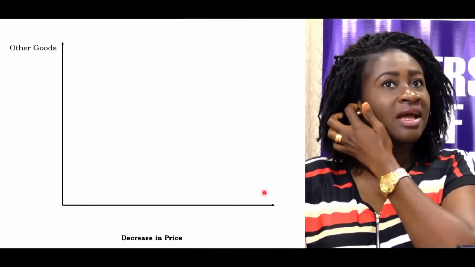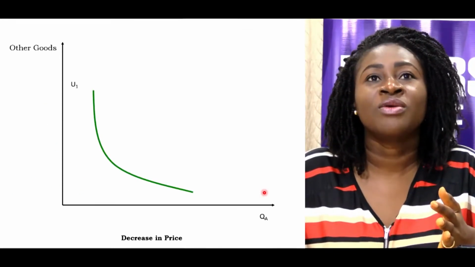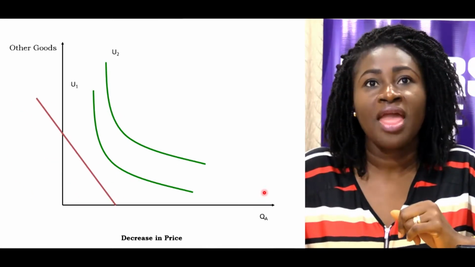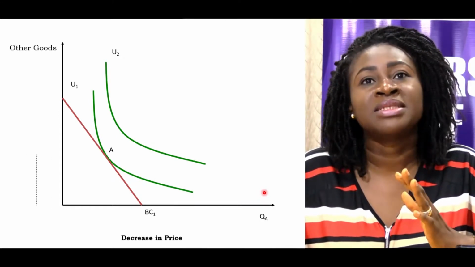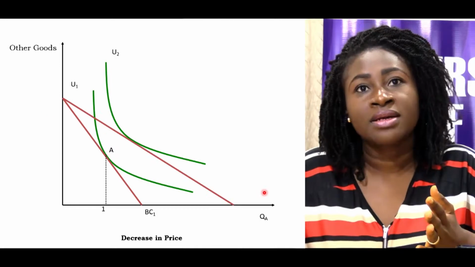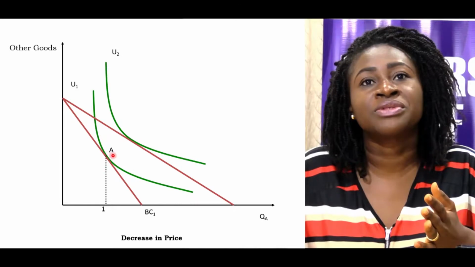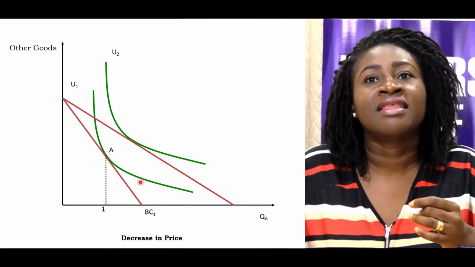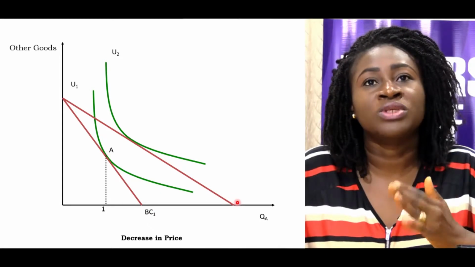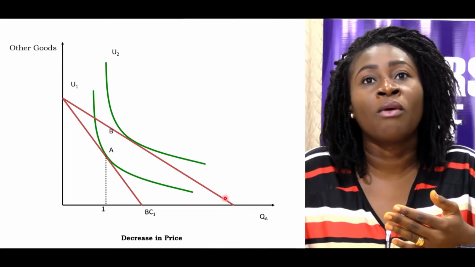So let's look at a scenario where we have other goods and good A. You have your typical indifference curves and budget constraints. We have budget constraint BC1, and the individual picks point A, which is a point of equilibrium, and consumes one unit of QA and some other units of the other goods. When there is a decrease in the price of good A, it rotates the budget line outwards so the consumer can buy more of good A.